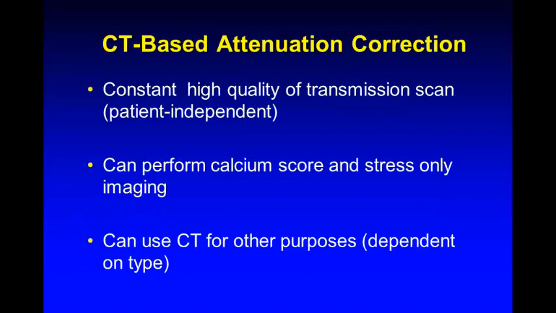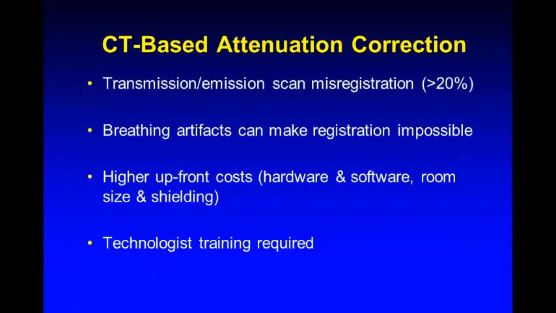CT does give us a constant high quality transmission scan, and you can do a calcium score in addition with that on almost all the CTs attached. And this is my personal bias because I do believe at this point we gain a lot from doing a calcium score in addition to the SPECT or PET scan that we are doing. And you can use CT for other purposes, depending on the type of scan you use. However, there are some issues and we will discuss this a little bit further, but there are some artifacts that you need to be aware of.